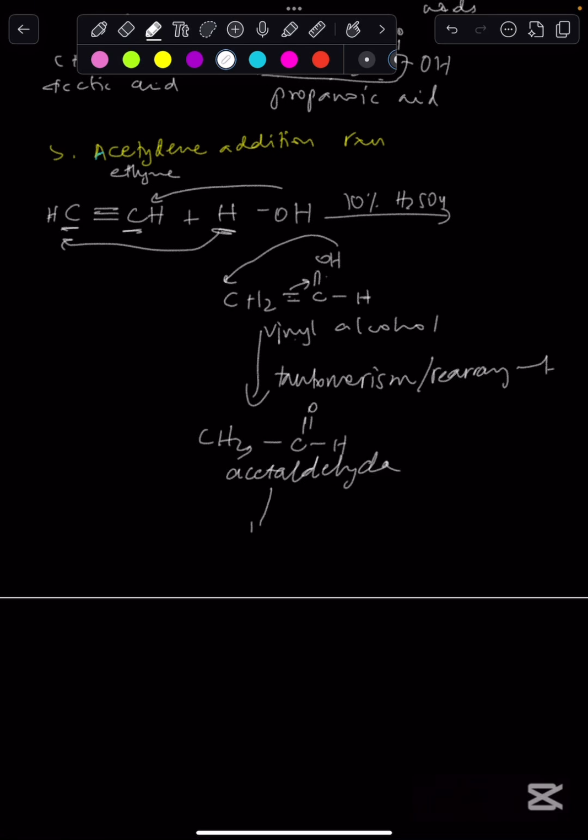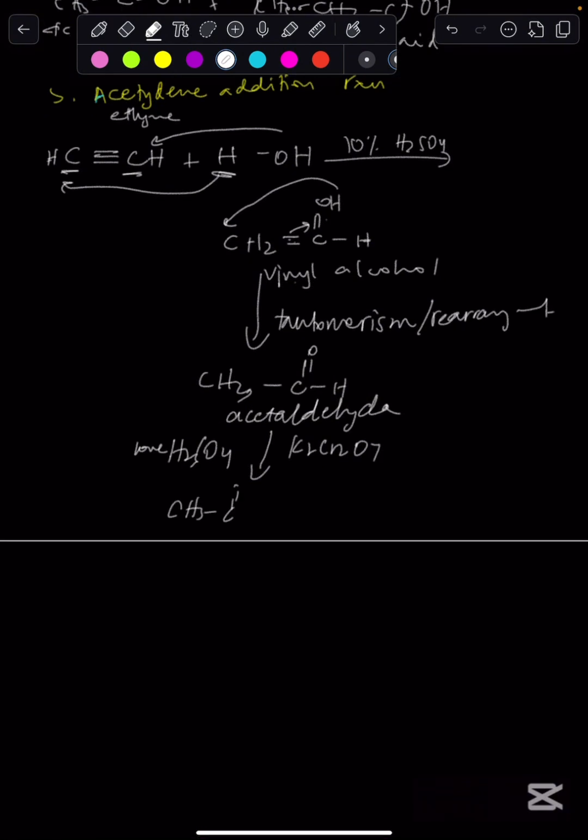Now this acetaldehyde may undergo oxidation in the presence of K2Cr2O7 and concentrated H2SO4 and form the corresponding carboxylic acid, which is acetic acid.